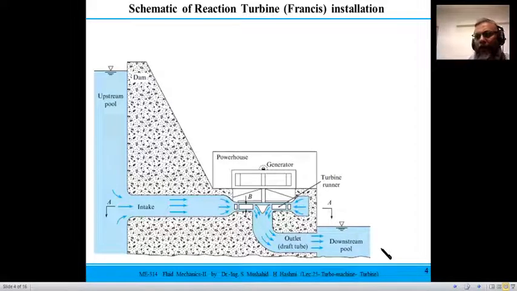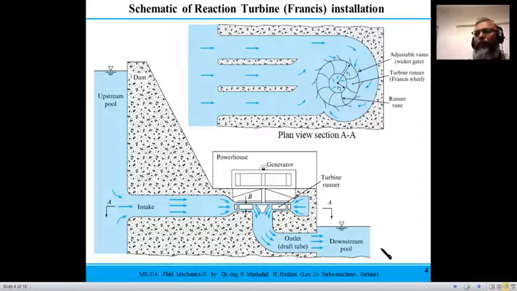and then it goes into the downstream side of the dam. If you see its cross-sectional view, because this is a front cross-sectional view, but this A is a cross-sectional view of the plan view. So if you see it from the top, what you see here is the fluid is coming from that intake. The fluid is coming in, and then first it enters into the adjustable guide vanes, what you call wicket gates, and then it goes into the runner of the blade.